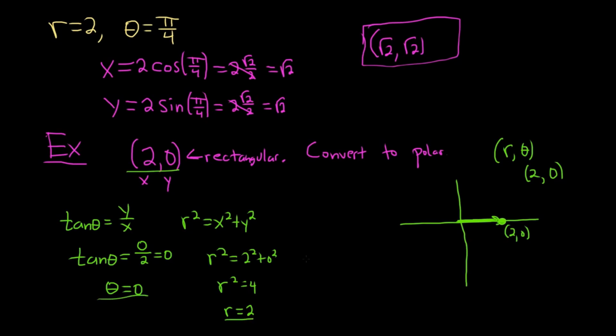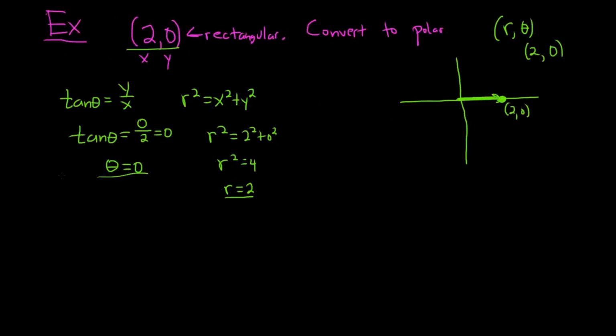Maybe that wasn't the best example because we got the same answer. So let's do another one where maybe we don't get the same answer. How about something like this? Let's try this one here: 4 comma negative 2. This is actually a really hard example. Okay, so this is rectangular.